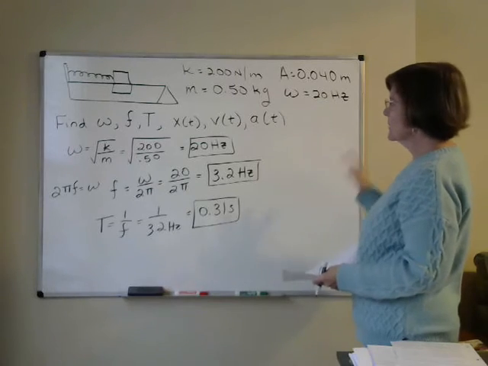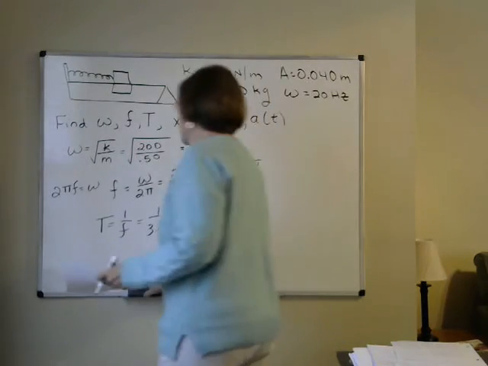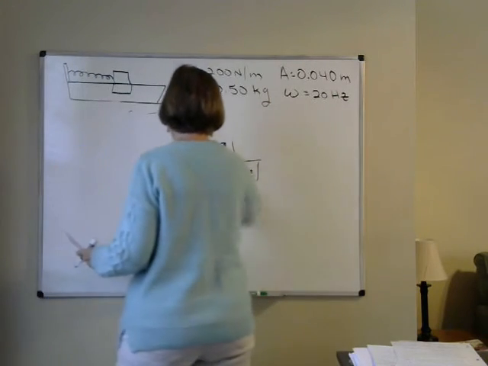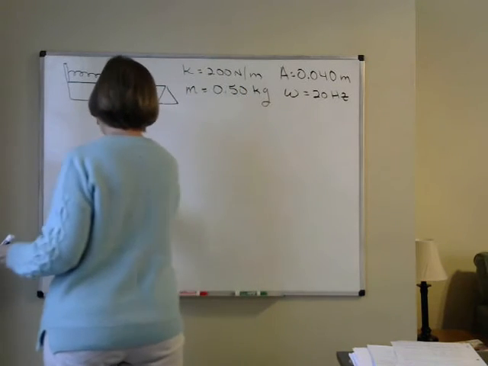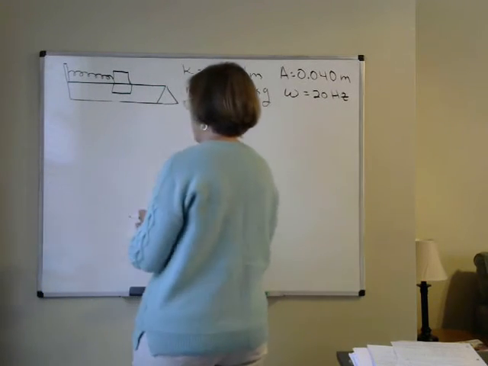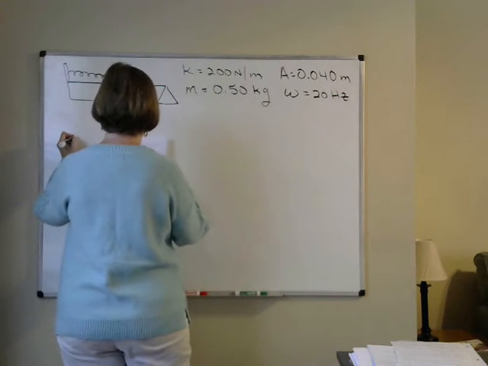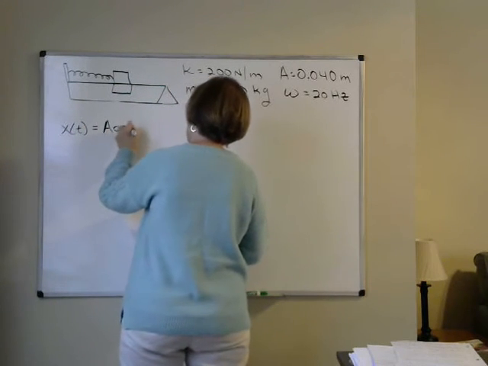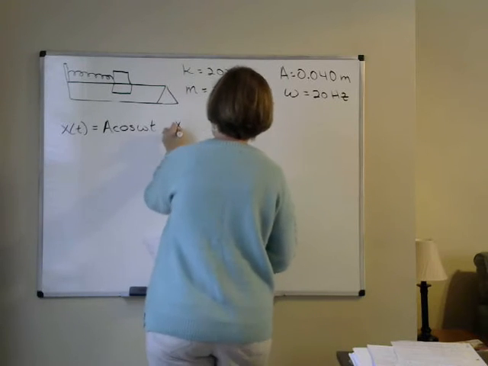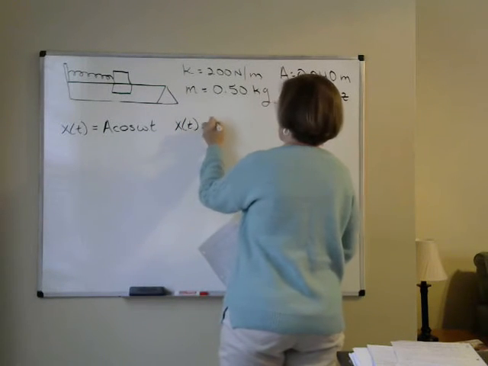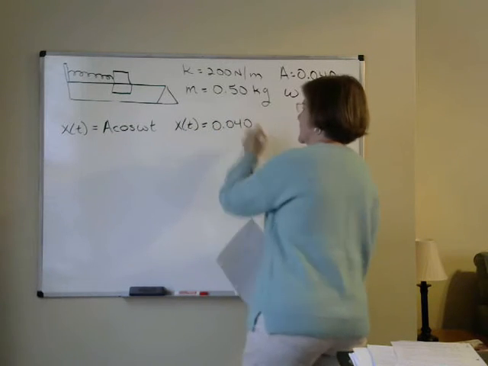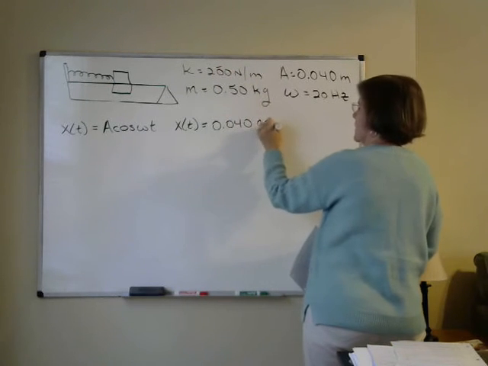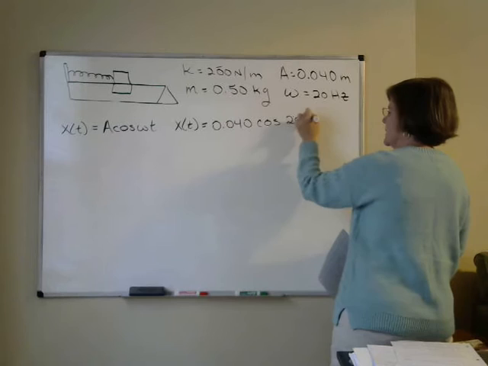Okay, so now we want to go into the second part. Let's write our equations. Position. In this case, that's going to be 0.040. I'm going to try to keep the two significant digits that they gave us. This is supposed to have at least 2. Cosine 20t.